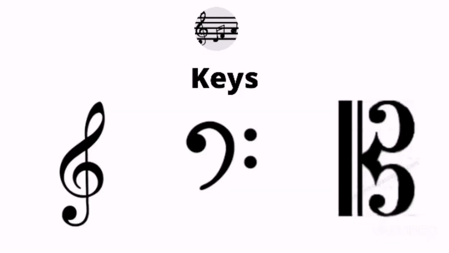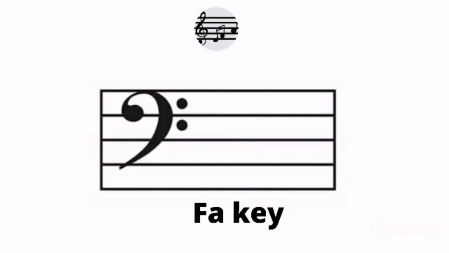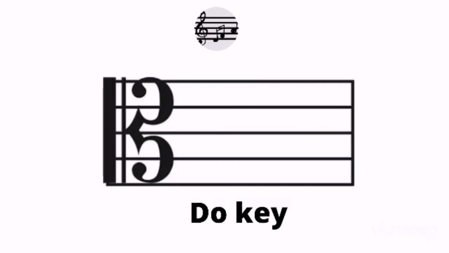Clefs. They are at the beginning of a staff and they tell you where the notes are. For example, the most common is the sol clef, and it always starts on the second line, and there is the note sol. When we use the fa clef, the note fa is here, in a different place than with the sol clef, and with the do clef, the do is here.